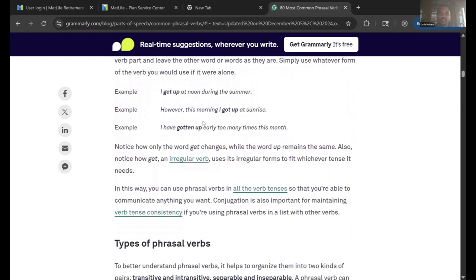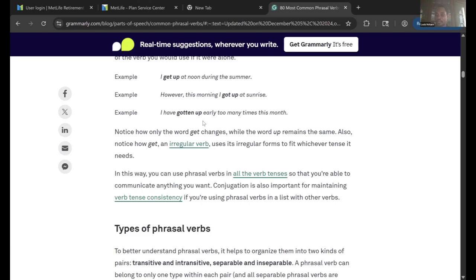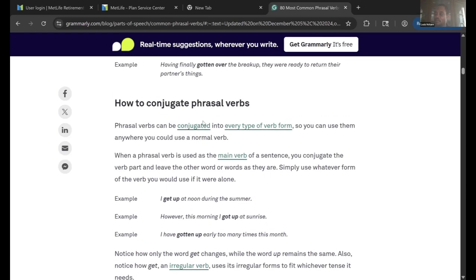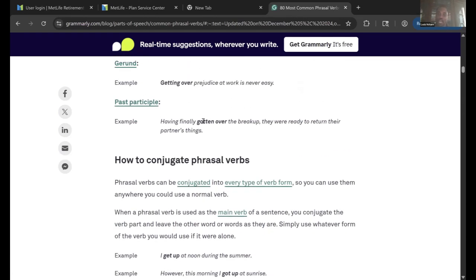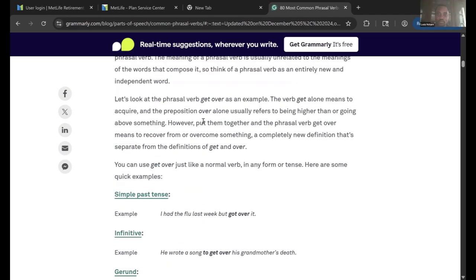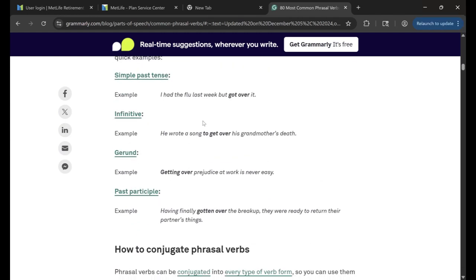Someone mentioned phrasal verb again. So, I get up at noon during the summer. Okay, let's play around a little bit with the phrasal verb, okay? Again, just to check your intuition of understanding them without any trouble, okay? Okay, let's start with this one. I had the flu last week, but got over it. What does that mean? I had the flu last week but got over.